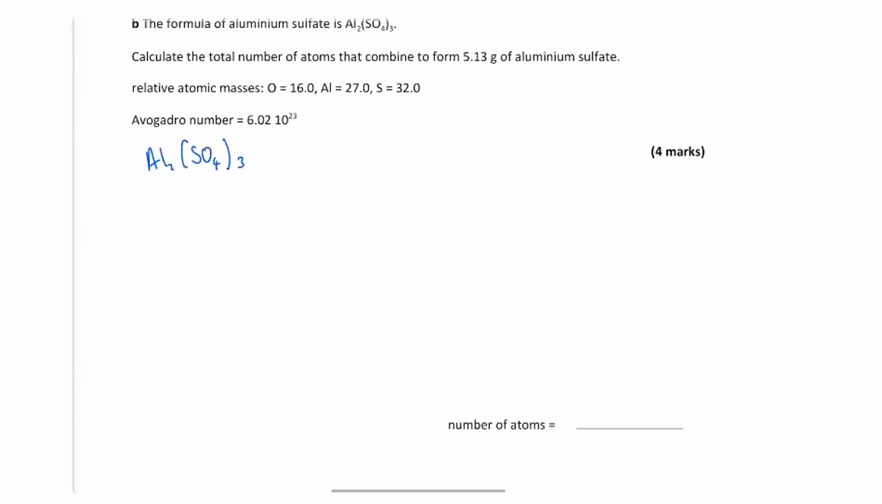Now, because we have brackets in there, what we actually have is 3 sulfurs, and then we actually have 12 oxygens. That is a lot in there. So I'm going to break this down into a couple of different parts when I work this out. First thing I'm going to do is work out the mass of the sulfate.